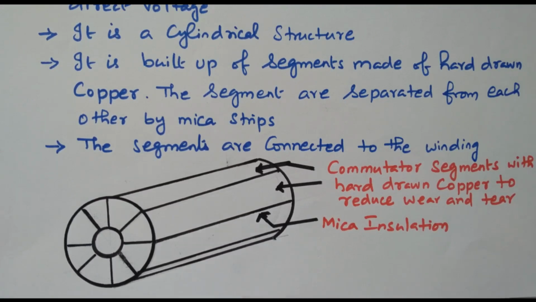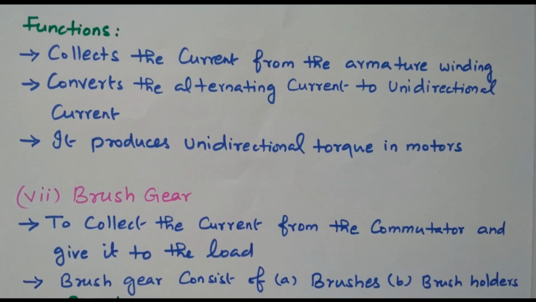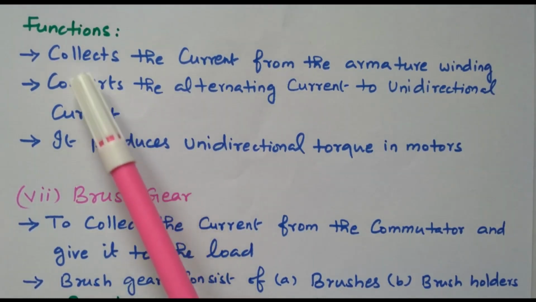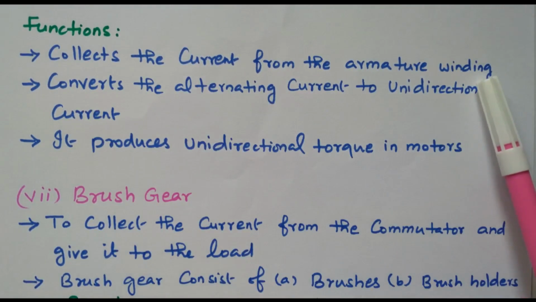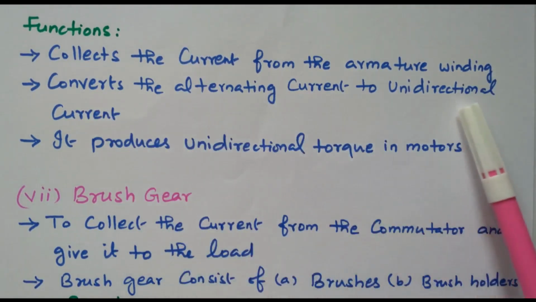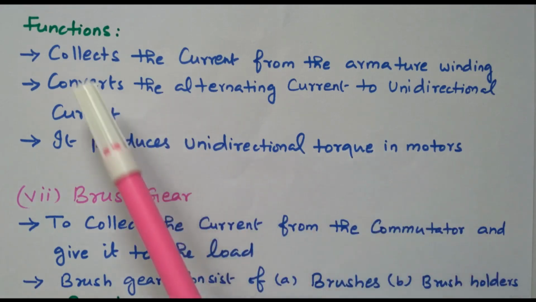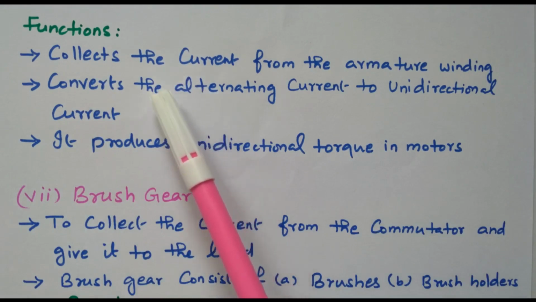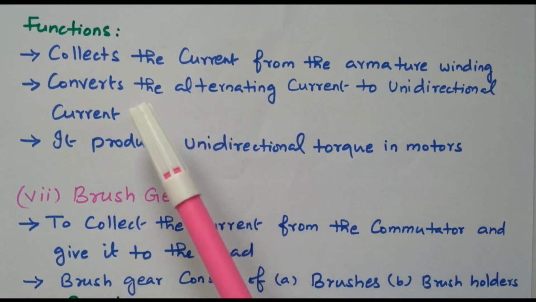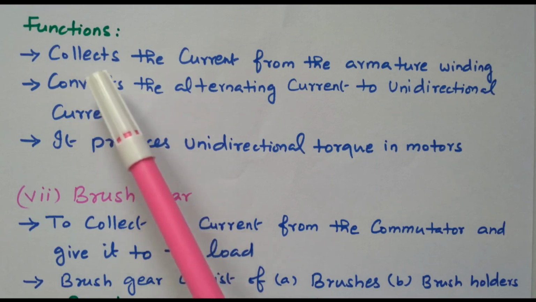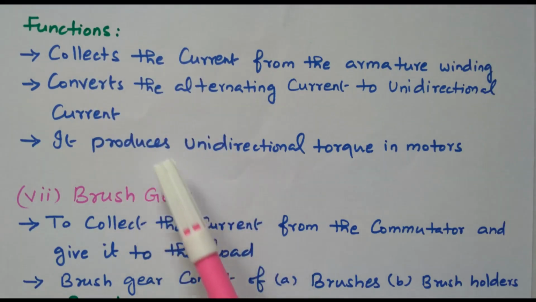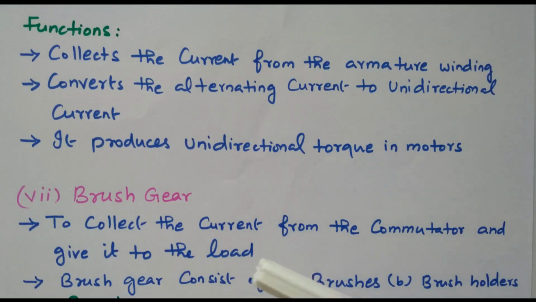Now we'll see what is the function of this commutator. The commutator function is to collect the current from the armature winding and convert the alternating current into unidirectional current. It produces unidirectional torque in the motor. It will collect the current and also supply the current. In case of a motor, it will supply the current. In case of a generator, it will collect the current and also convert it into unidirectional current. So the commutator is the important part to collect or supply the current to the armature.